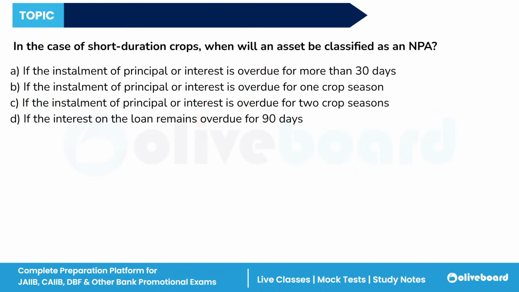Now, in the case of short duration crops, which asset will be classified as an NPA? Basically, the installment of principal or interest thereon remains overdue for one crop season, or one crop season for long duration crops. So we can say if the installment of principal or interest is overdue for 2 crop seasons is the correct answer here, option C.